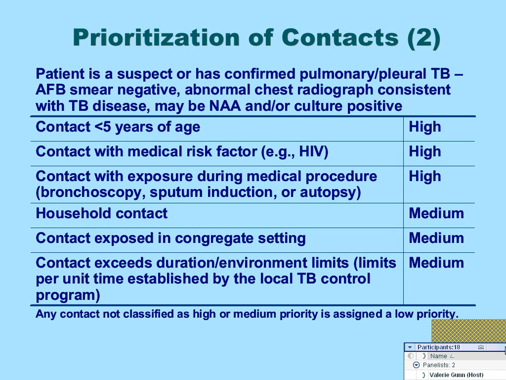Those that remain on a high priority category are still very young children below 5 years of age and patients that are severely immune compromised, as we mentioned earlier. Now, contacts with exposure during medical procedures such as a bronchoscopy or autopsy or sputum induction still remain a high priority because in conducting these procedures, aerosolization of respiratory specimens is generated, and that increases the likelihood of transmission, and they remain high on the priority list.